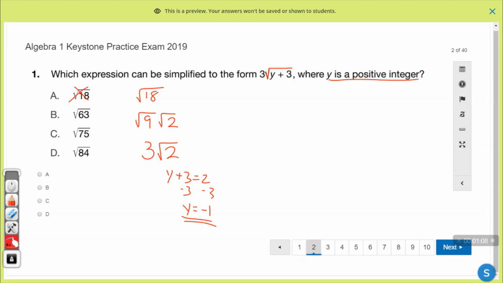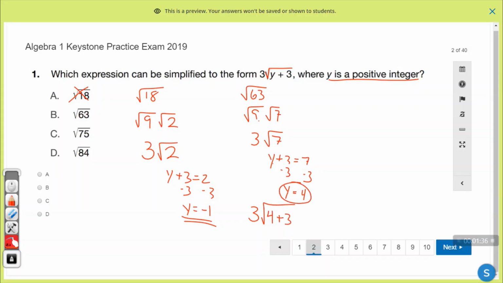Let's take a look at the next one, square root of 63. If I were to rewrite square root of 63, that's square root of 9, square root 7, which could go down to 3 square root 7. So again, I'm looking, can y plus 3 be written in a way where it would equal 7, and y would be a positive integer? If I subtract 3 from each side, I find that here y could be 4. So I could rewrite that as 3 square root of 4 plus 3. Y is a positive integer, and therefore that would work. That would be my answer.